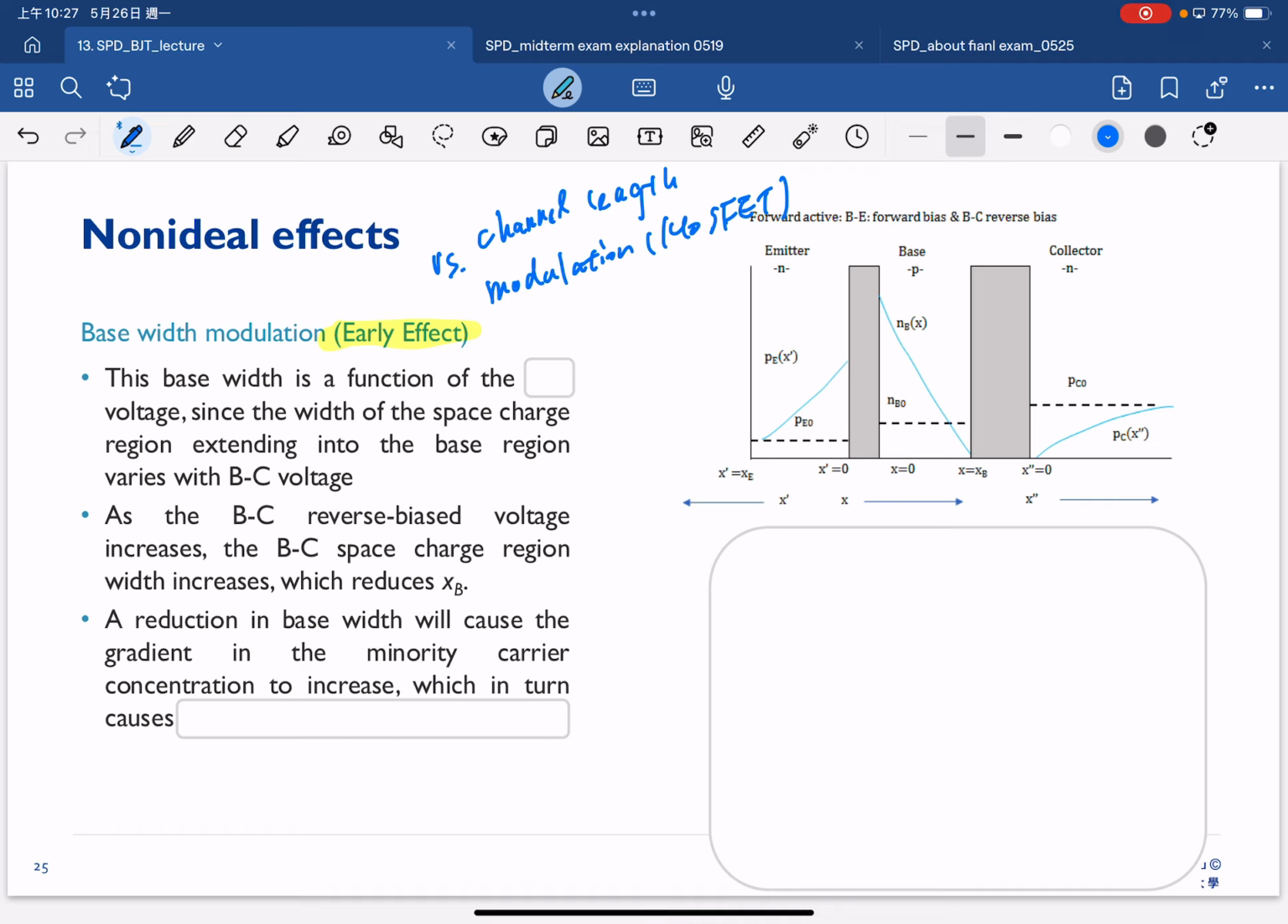So as we increase the BC voltage, we knew that the base width is a function of the BC voltage. The base width will be influenced by this reverse bias, because this reverse bias will in the end influence our depletion width, and in the end will influence our base width. Since the width of the space charge region extending into the base region depends on the BC voltage, as the BC reverse bias voltage increases, the base space charge region width increases, which will reduce XB.